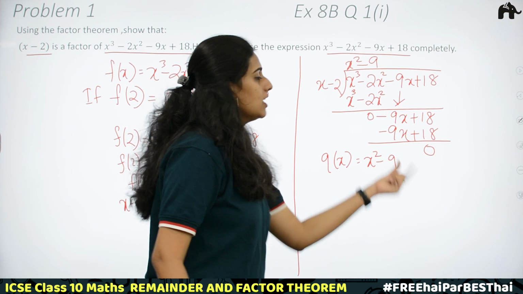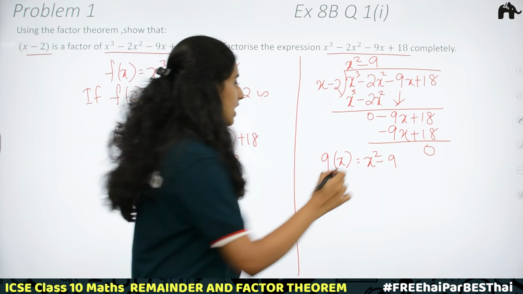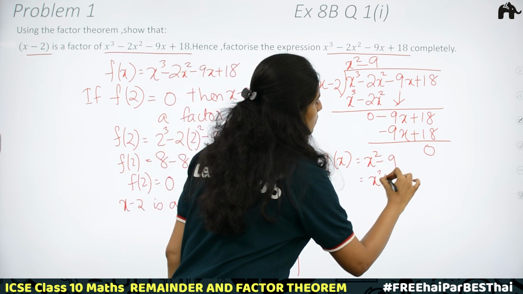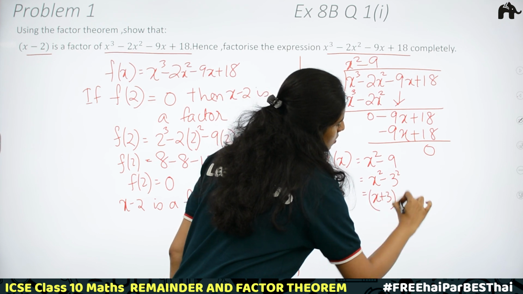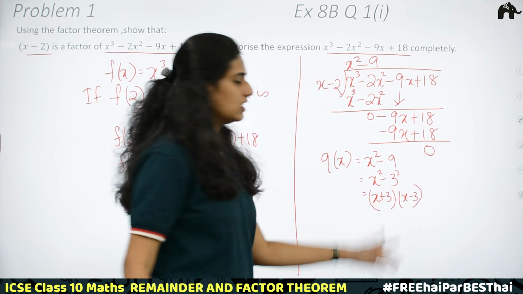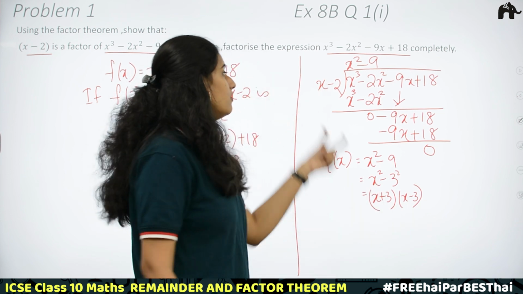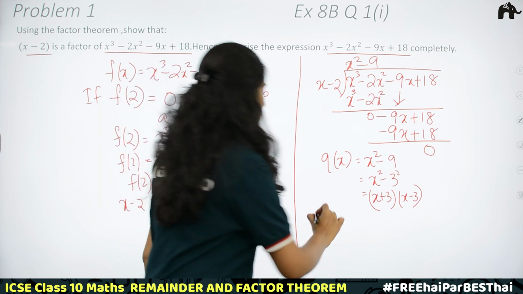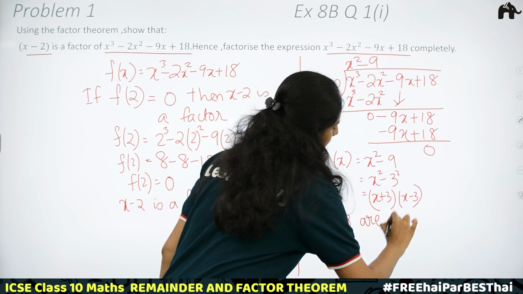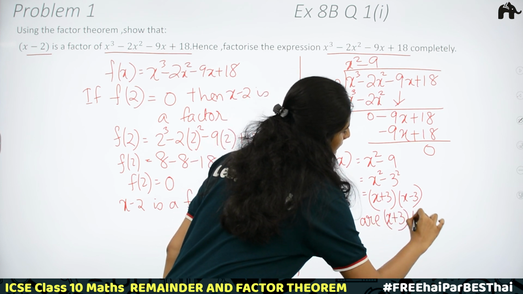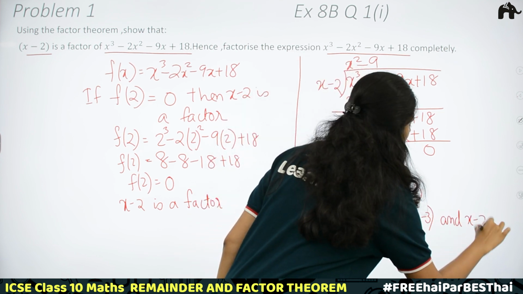Okay. X square minus 9 is of the form a plus b into a minus b is equal to a square minus b square. Here this can be written as x square minus 3 square. That is equal to x plus 3 into x minus 3. Two factors we got. One is x plus 3 and the other is x minus 3. We already have the third factor, that is x minus 2. So, the factors are x plus 3, x minus 3 and x minus 2.